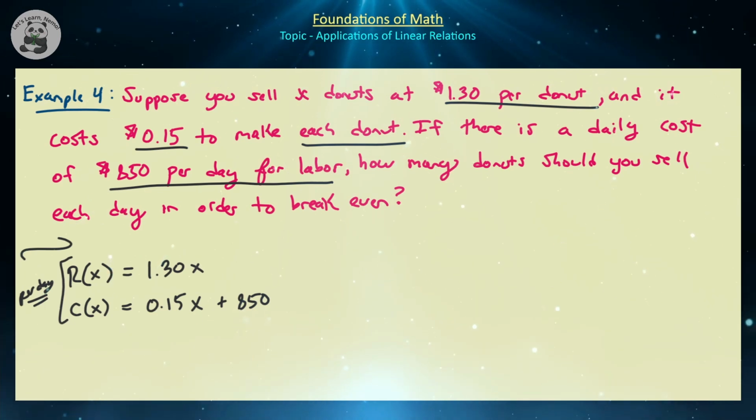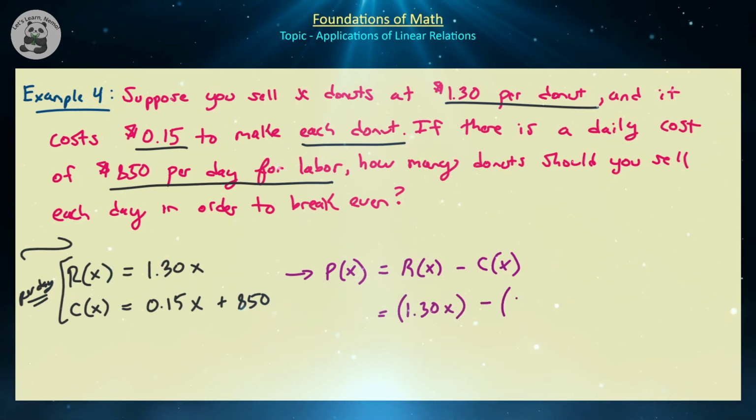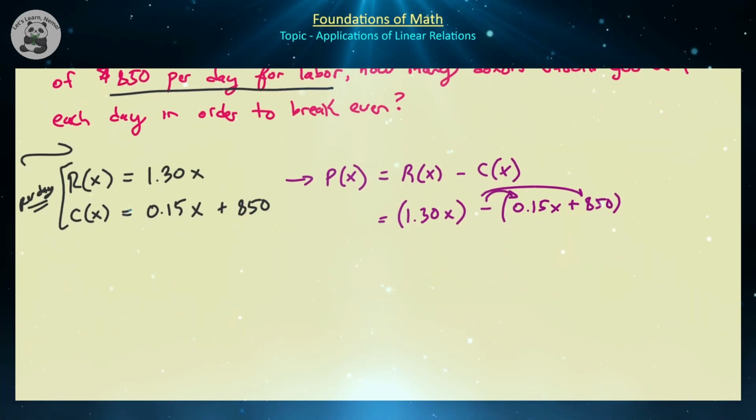Once you have your revenue and cost functions, which are both linear functions as we should be able to see, then we should be able to construct what we call our profit function, which is also going to be a linear function, constructed from revenue and cost, in particular revenue minus cost. So if we substitute our revenue and cost functions into this relation, we're going to have our revenue function 1.30x minus our cost function 0.15x plus 850, and be sure to put parentheses around that because this negative sign needs to distribute into that addition sign.